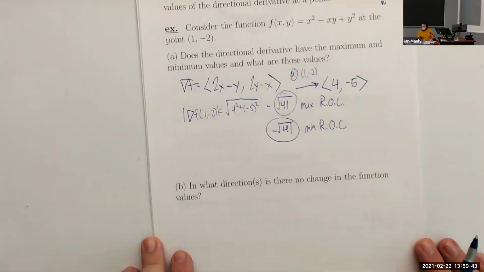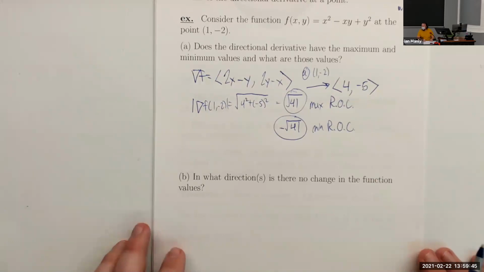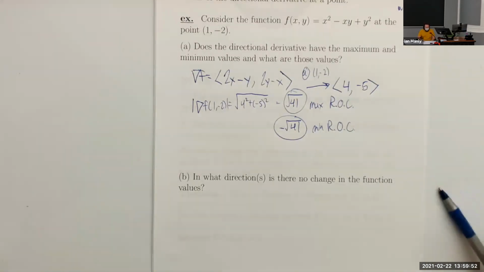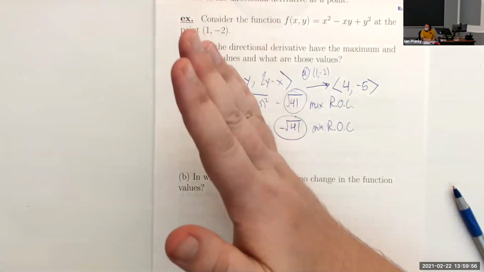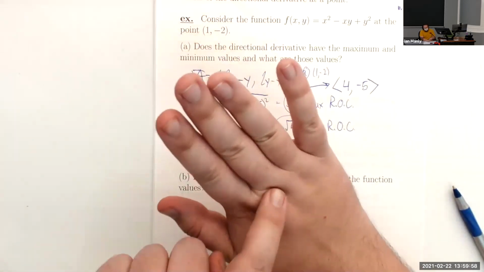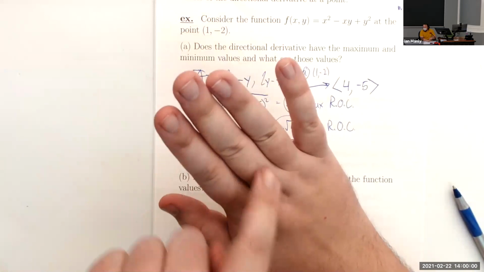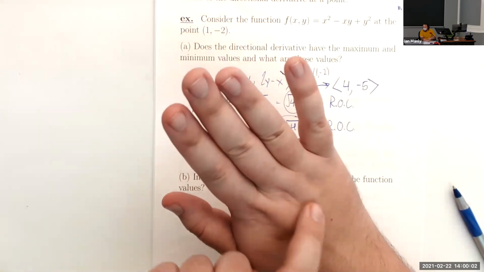Okay, now let's ask ourselves this question. This is a little different from what we did last time. In what direction is there no change in the function values? Well, let's kind of think of a physical example here. So let's say my hand here is like a slope, right? And this is the direction of steepest ascent, and this is the direction of steepest descent.